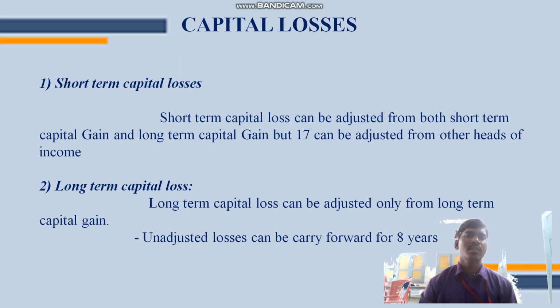And then capital losses. In the capital losses, there are two types of losses: the short term loss and long term loss. The short term capital loss can be adjusted either from the short term capital gain or from the long term capital gain. Other heads of income cannot be used to set off the short term losses, and long term losses can be adjusted only from the long term capital gain, which cannot be adjusted from the short term capital gain as well as from the other heads. The unadjusted losses can be carried forward for the 8 following years.